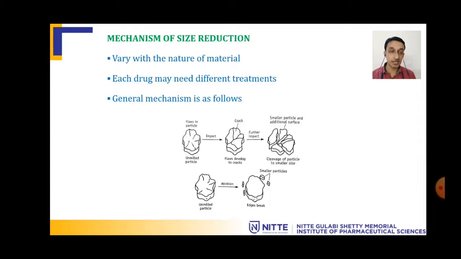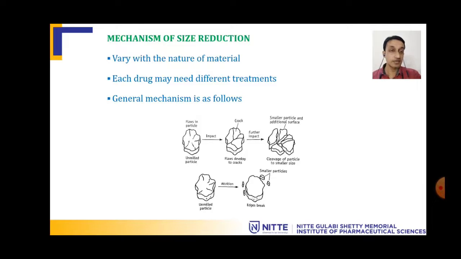Size reduction actually varies. The mechanism or the method by which size reduction can happen varies with the nature of the material. Say every material cannot be size reduced in the same way or by the same method, or by the same mechanism. Each drug may have different treatments in place for size reducing them. So a general mechanism is shown here.